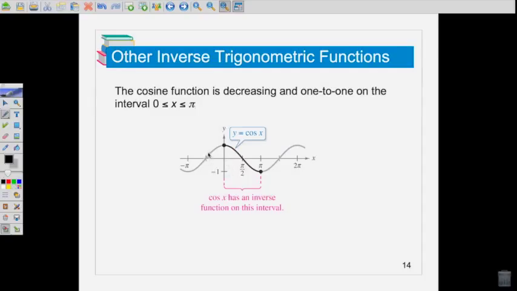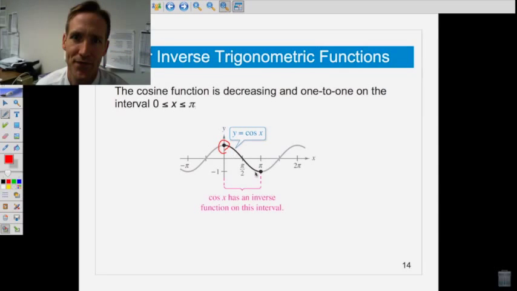The sine function was restricted from -π/2 to π/2. If I had done that here, again, horizontal line test, boom, not going to work. For the cosine function, the place where none of the values intersect or overlap is between 0 and pi. All right, so the restriction of the domain for cosine is between 0 and pi.